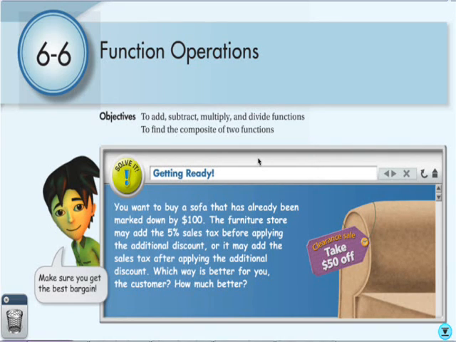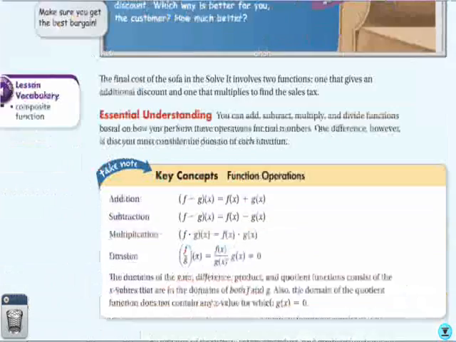Function operations, you look at this really briefly in Algebra 1. This, of course, will be more complicated because, well, this is Algebra 2. We're going to look at how to add, subtract, multiply, and divide functions, and we're going to find what are called the composition or composite of two functions.